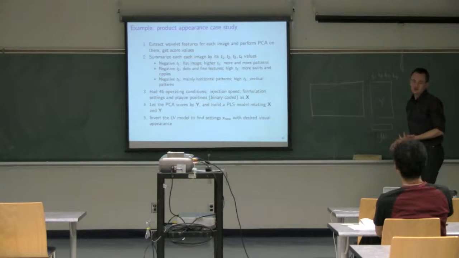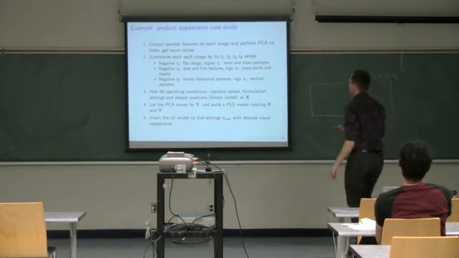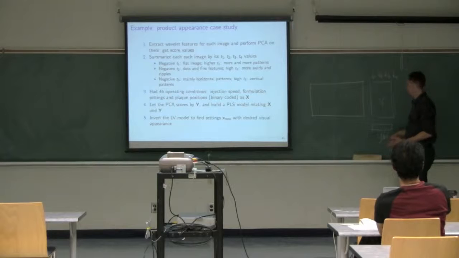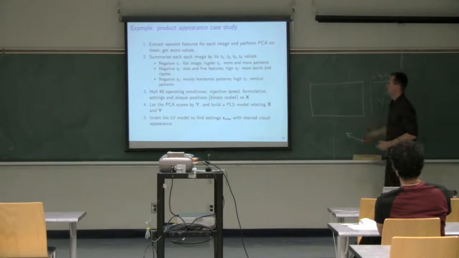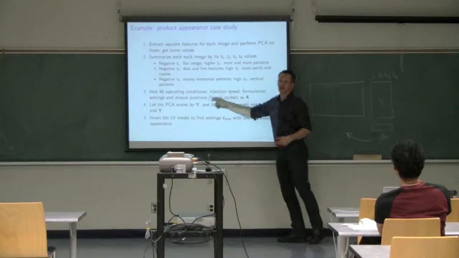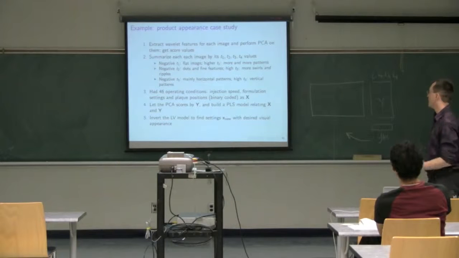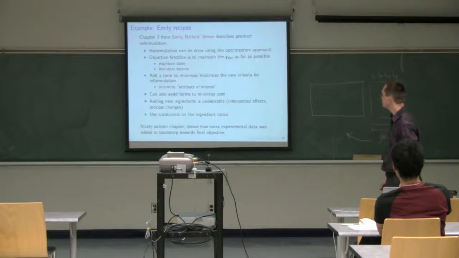The other thing you can use to your advantage is you can go look at a previous image that is good, of desirable appearance, calculate its T1, T2, T3, T4 values, and use those as your Y desired, or similar values. And then you run this backwards using the approach we've just discussed to find the injection speed, the formulation settings, and the plot positions that give you better appearance, or more systematic, more reliable and repeatable appearance of the type that you're looking for. So that was an interesting way of getting to that result, a modeling version of using image data.